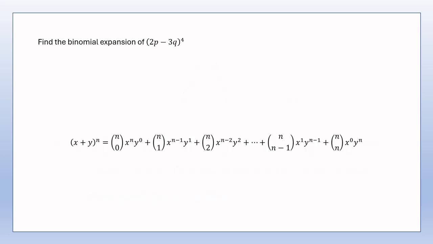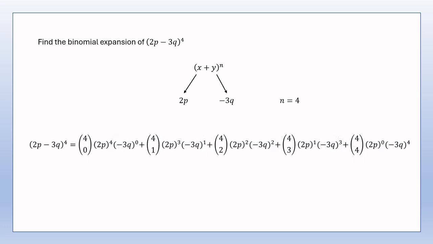Question 2. Find the binomial expansion of 2p minus 3q to the power of 4. In this example, we have the x from x plus y to the power of n replaced with 2p, y from x plus y to the power of n replaced with minus 3q, and n equals 4. And so x plus y to the power of n becomes 2p minus 3q to the power of 4, whose expansion is as shown on the screen.